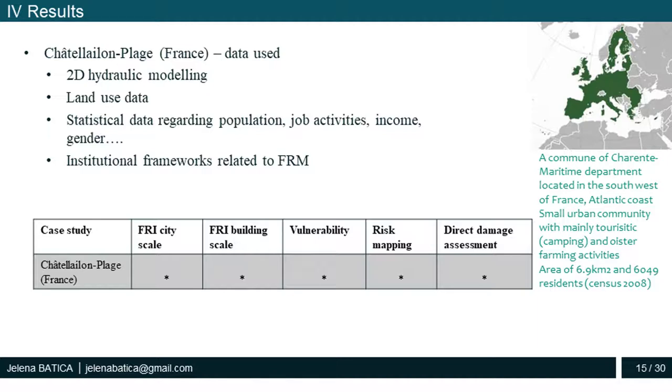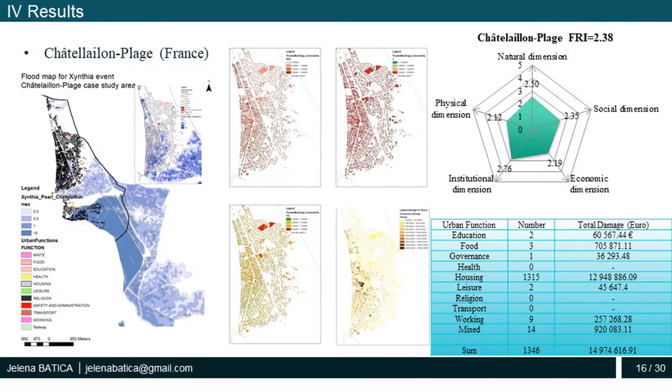So for this case study, we conducted the flood resilience index mapping on the city scale, on the building scale, mapping of vulnerability for each building in the case study, risk mapping, and the direct damage assessment. Now, I must say that for direct damage assessment, I must say thank you, Albert, because he provided me the tool. I just applied it. You will see the results. On these pictures are all the maps that I got as a result.